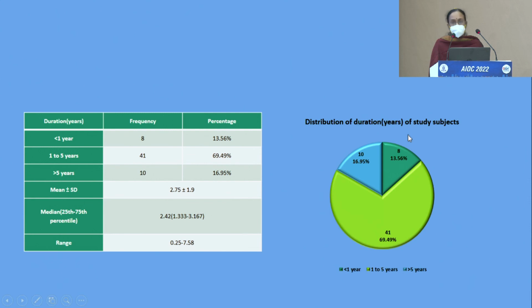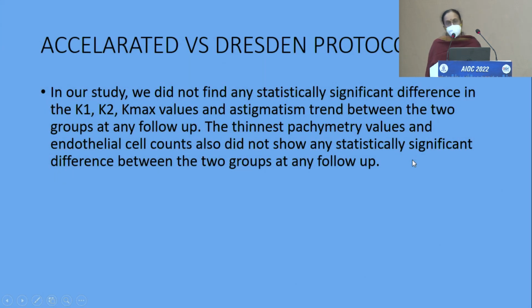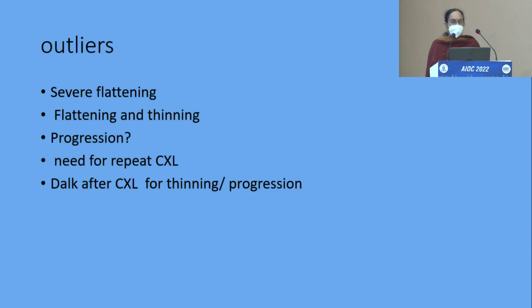In our study, we did not have all patients over 10 years. We can see that a large number of them were less than 1 year, and then we had 1 to 5 year data and more than 5 years data. We also did accelerated cross-linking in between, like I said, and gave it as a thesis to one of our students, and we did not find any difference in K1, K2, Kmax, astigmatism and the specular over a period of 1 year. But then again, there are several outliers in our study.